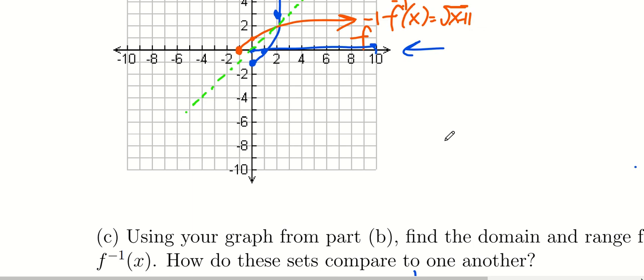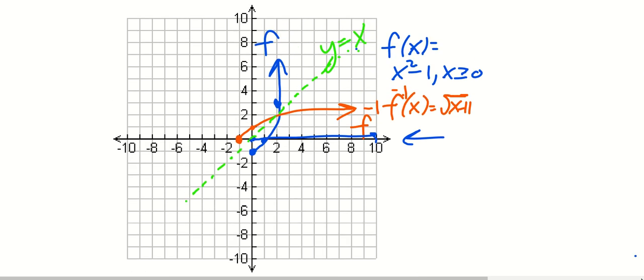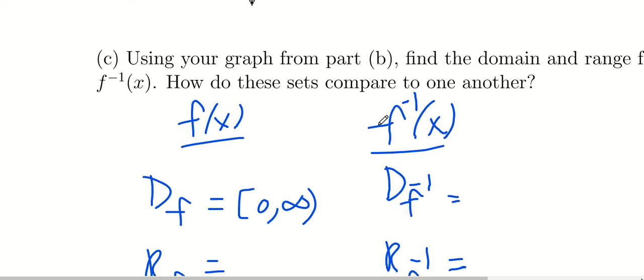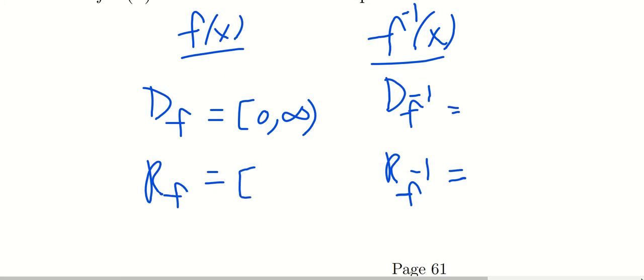If we look at the range of the function in blue, now we're looking on the y-axis. How low to how high does the graph go? It goes as low as the y value -1, and it shoots all the way up towards positive infinity. So the range of f is from -1 to infinity.